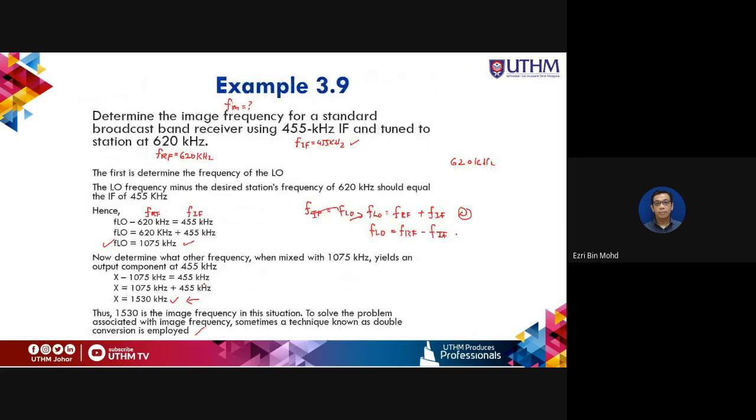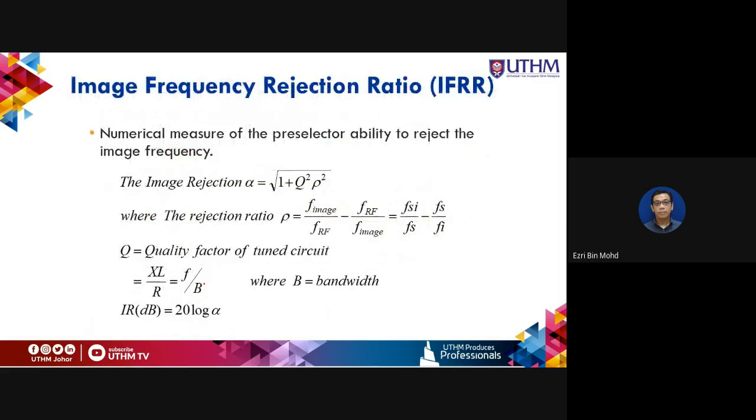Image frequency rejection ratio, IFRR. It is a numerical measurement of the preselector's ability to reject the image frequency. So the image rejection, which is alpha, is equal to 1 plus Q squared, where Q is the quality factor of the tuned circuit. Tadilah, QFR over B, right?